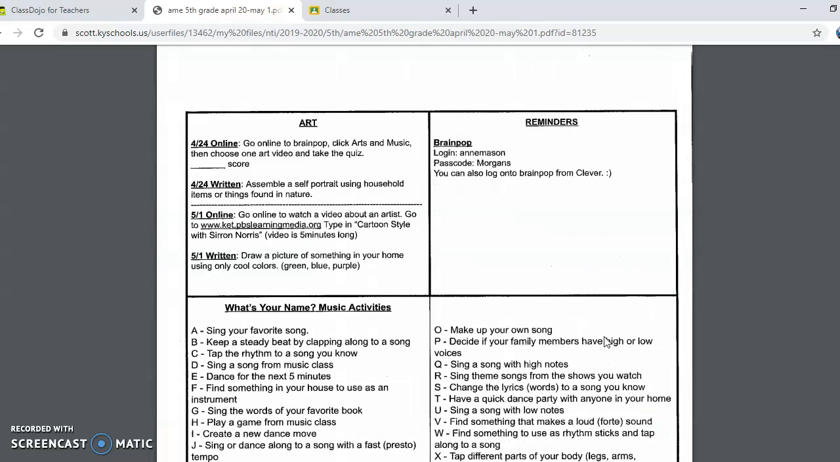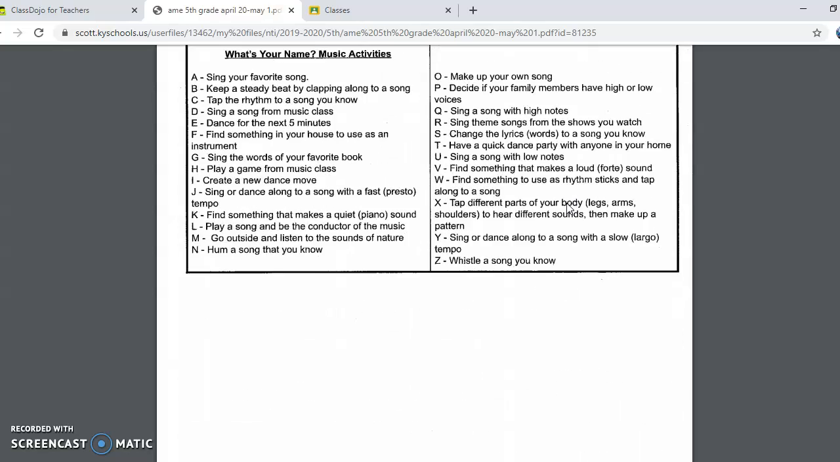Okay, art. You are to watch a video about an artist. You can go to this website here, type in cartoon style with, I guess, Saran Norris. Sorry if I mispronounced that. The video is 5 minutes long. Or you can draw a picture of something in your home using only cool colors, which is green, blue, and purple. And then if you need the Brain Pop logo, here it is. You can also log in from Clever.